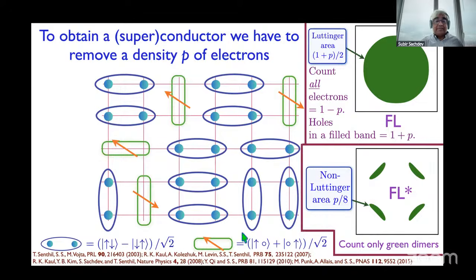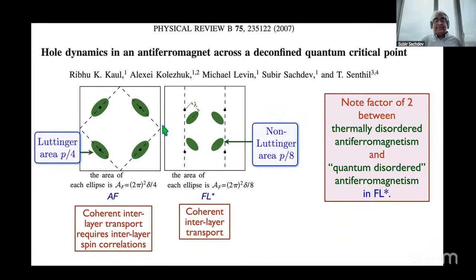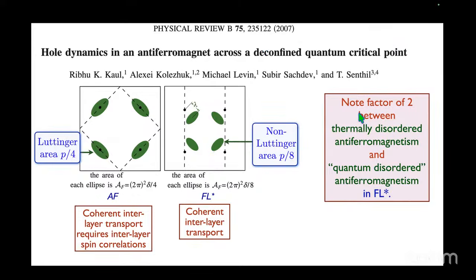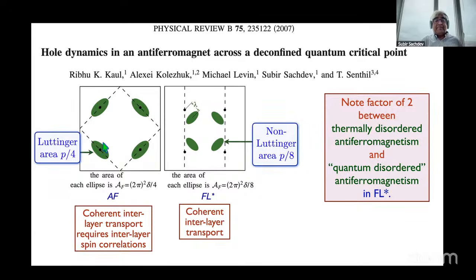Let's see. I don't know if that's blocking your view. Okay. All right. So that's the basic story. Okay. All right. So now, of course, this is the key summary, which actually is a figure from this paper in 2007, where we make an important difference between an antiferromagnet, which could be thermally fluctuating, and a quantum spin liquid.